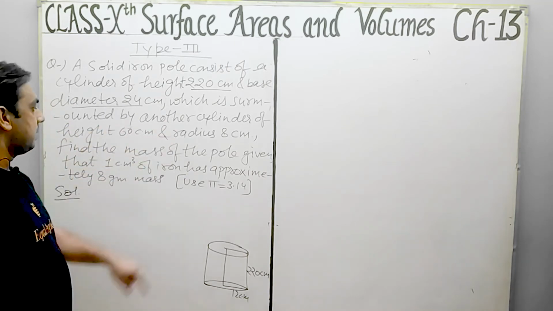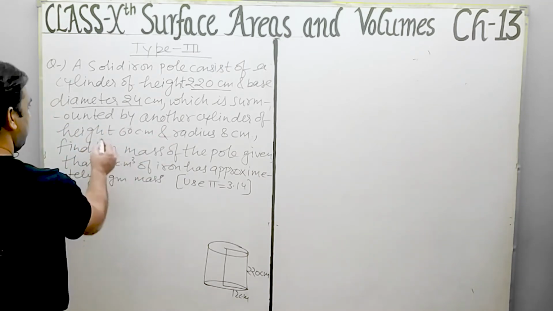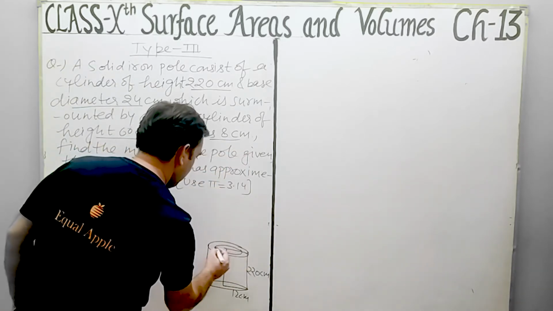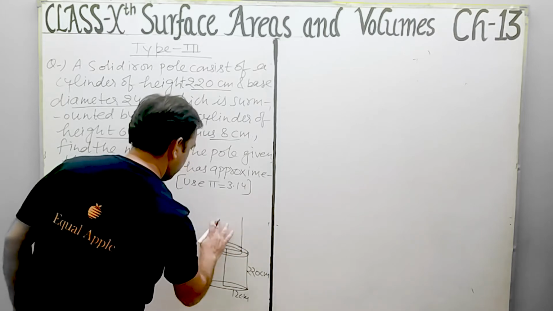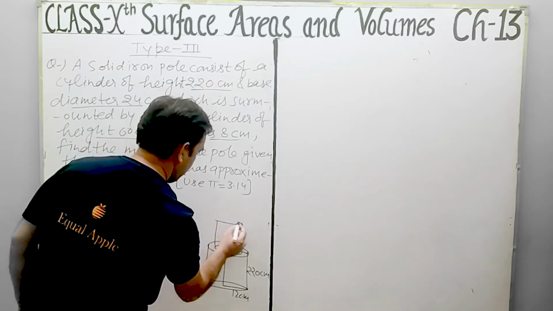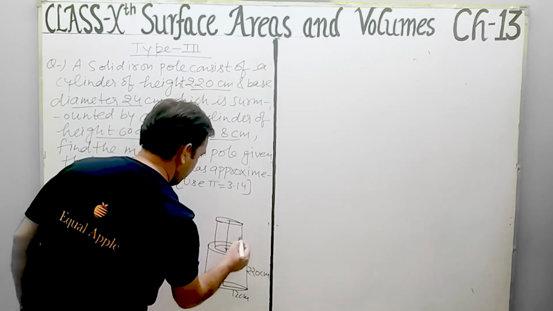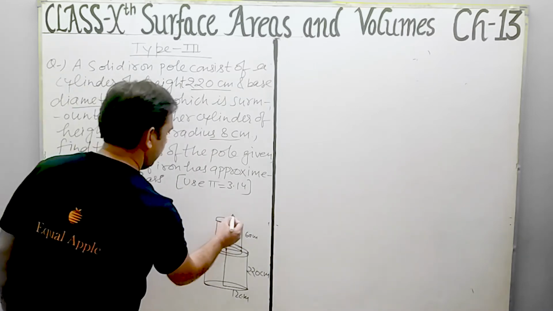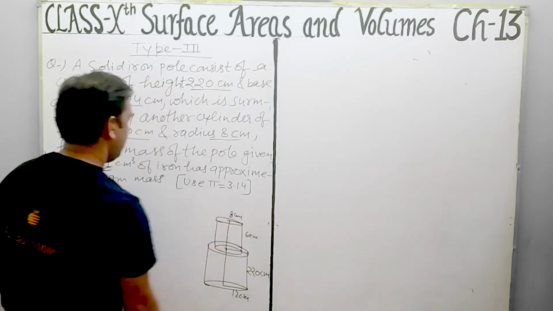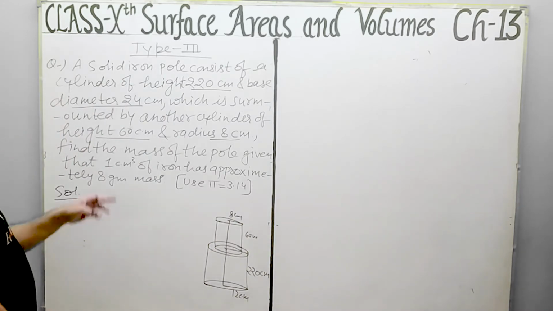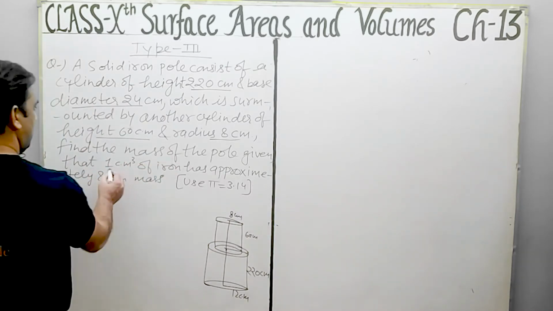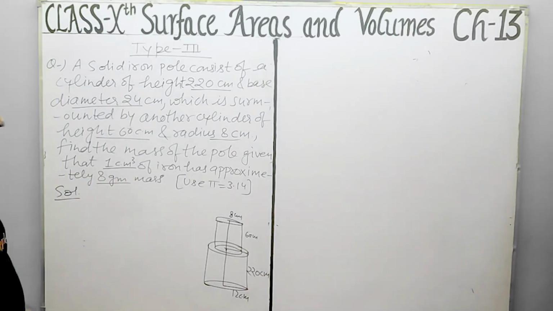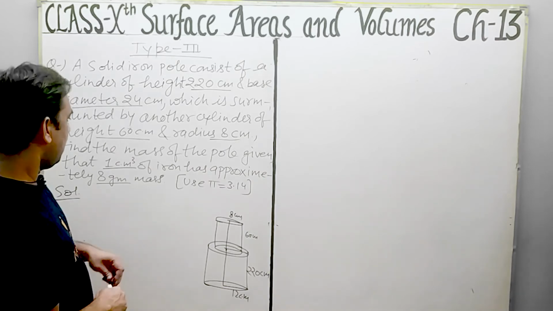surmounted by another cylinder of height 60 cm and radius 8. So, this is surmounted by one more cylinder of height 60 cm and the radius is 8 cm. So, here we need to find the mass of the pole if it is given that 1 cm cube has a mass of 8 gram. So, we need to find the mass of the whole solid.